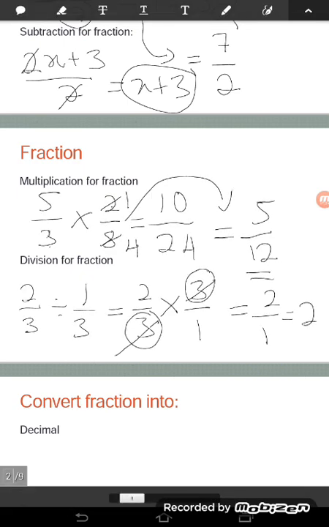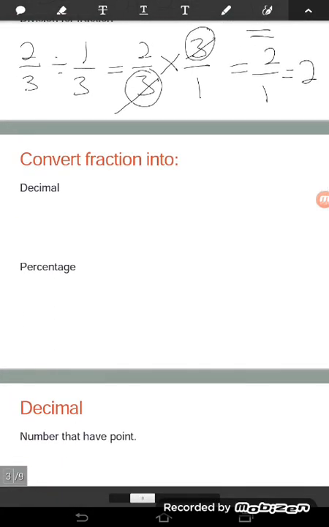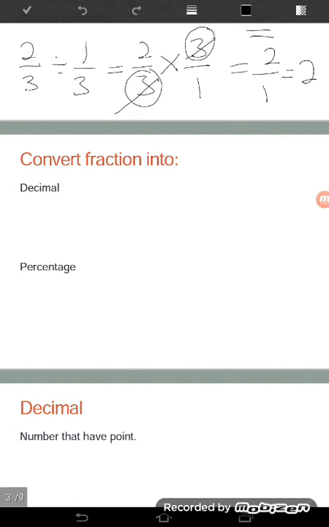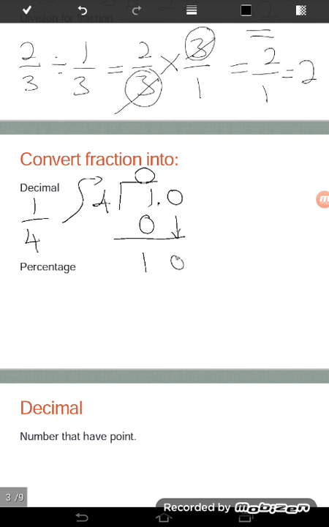Okay, so next, how to convert a fraction into a decimal. For example, 1 over 4. For the manual calculation, we use 1 divided by 4. 4 times 0 is 0. Bring down 1, so here is 0.0. Bring down 0, so you have 10. 4 times what is near to 10? 4 times 2. Since here is a decimal, you put another decimal point here. 4 times 2 is 8, so the balance is 2.